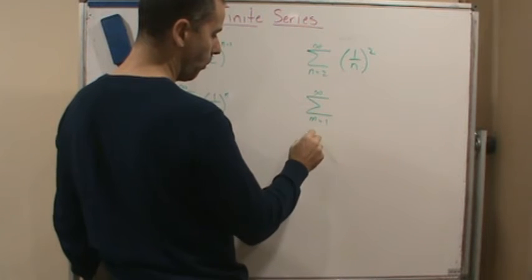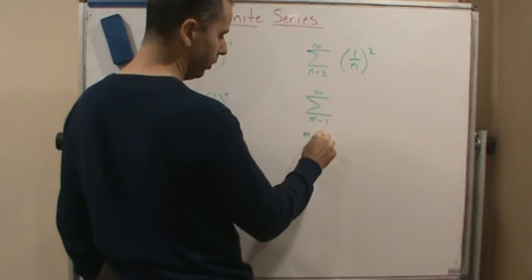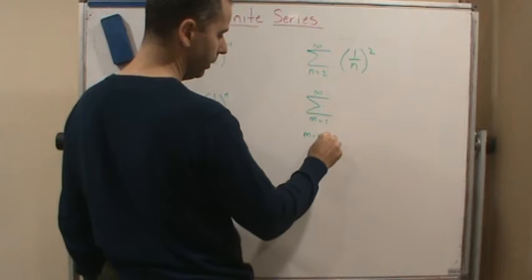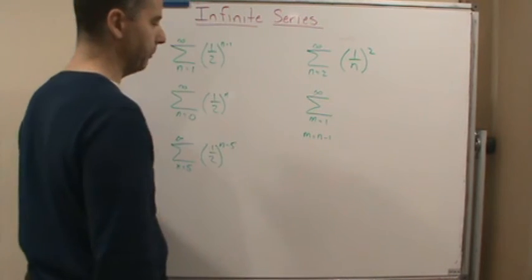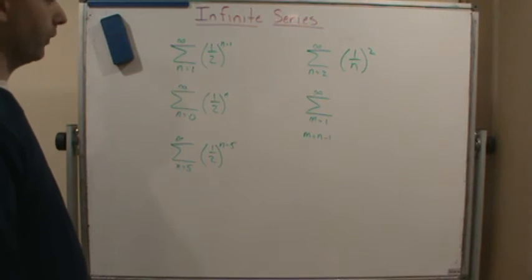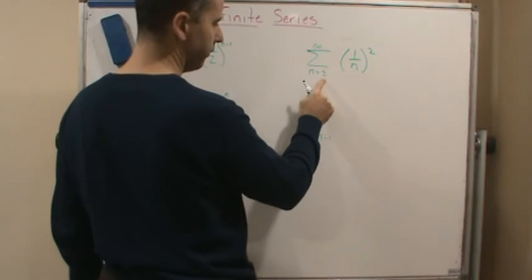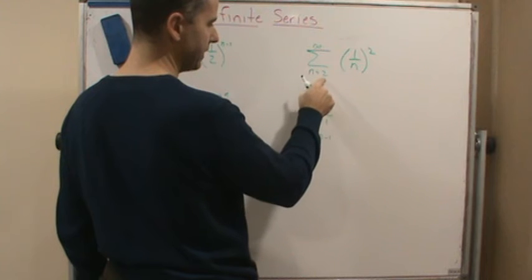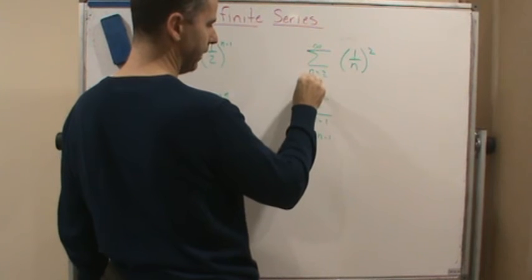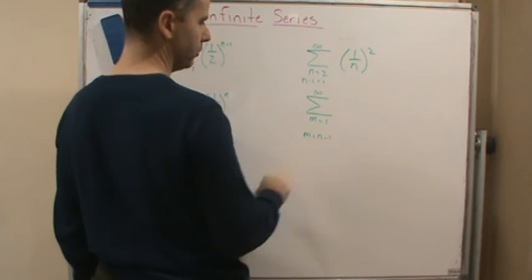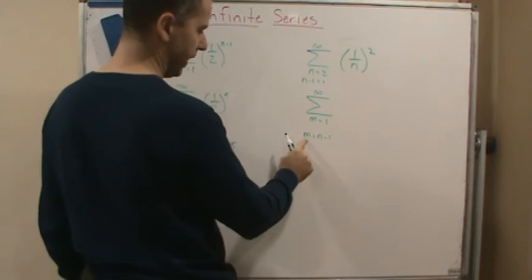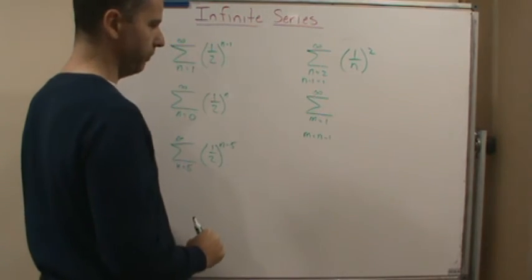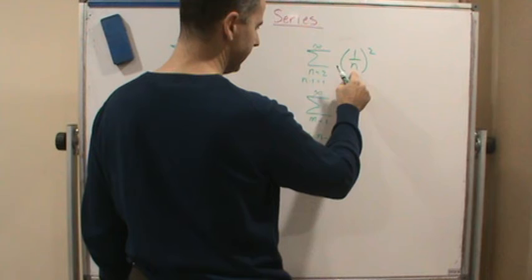Well, m would have to equal n minus 1, because I would have to subtract 1 from both sides here. If I subtract 1 from both sides, I want this to start at 1, so I would have n minus 1 equals 1. Well, then I'm just going to have m equal n minus 1. Now, how does that affect this?